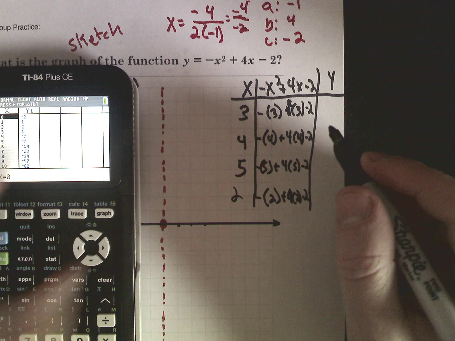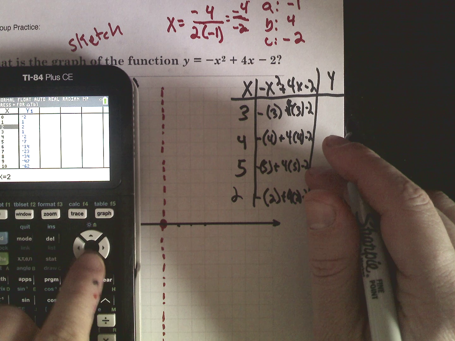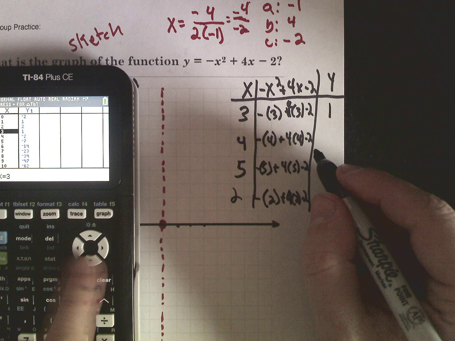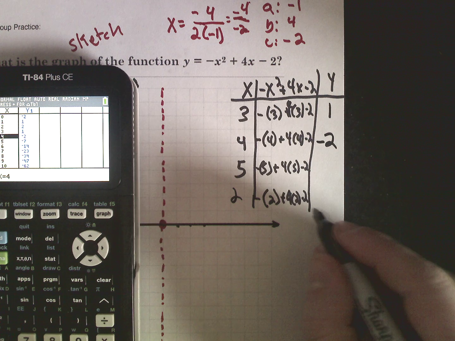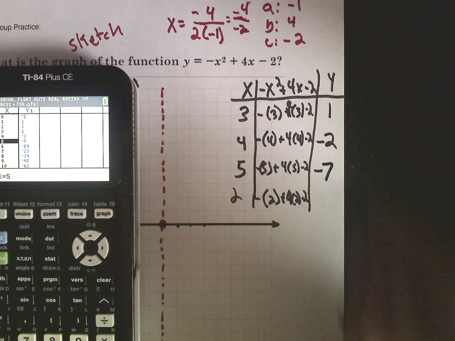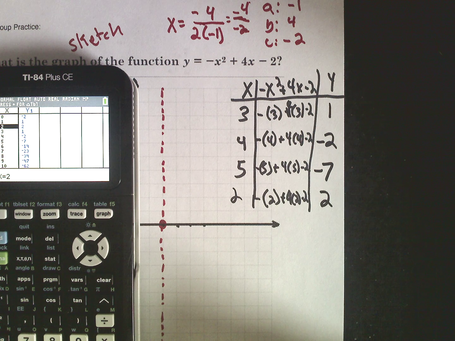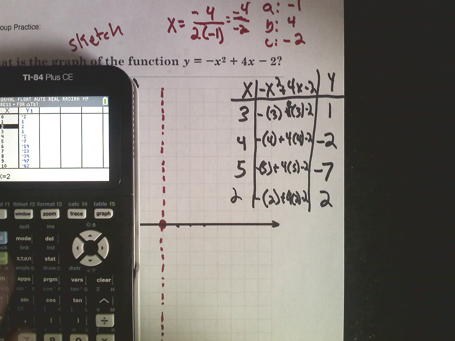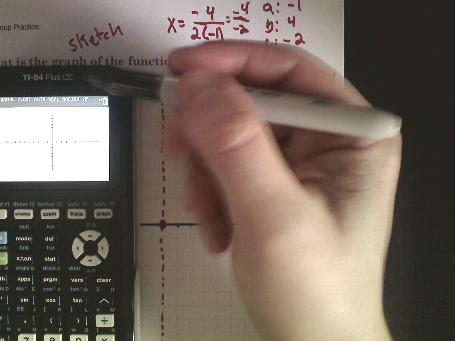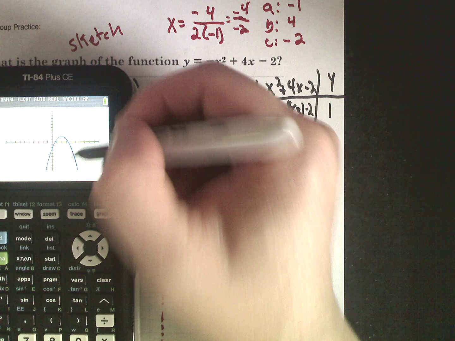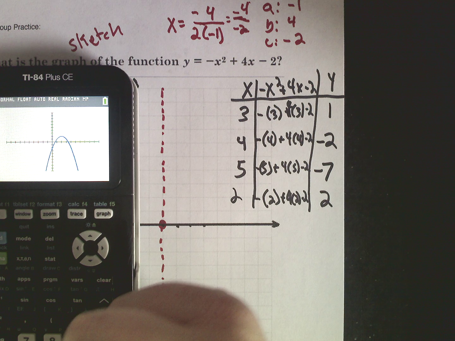So over here on my table, I see for 3, y is 1. For 4, y is negative 2. For 5, y is negative 7. And go back to 2. 2 is 2. So there's 4 points on this. Now, if you're using Desmos at home, you could take your pointer and click over these points and see where they meet up. So you can get a table that way. It's one way to get a table.